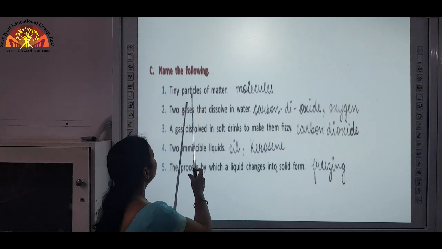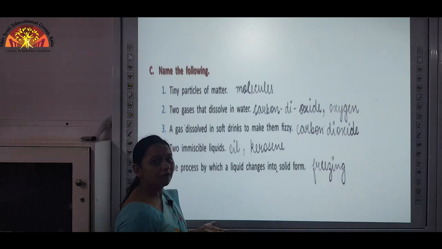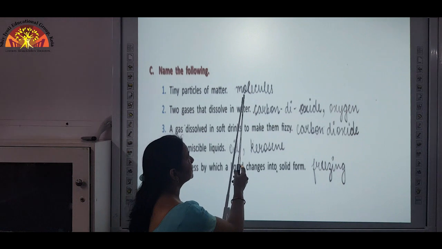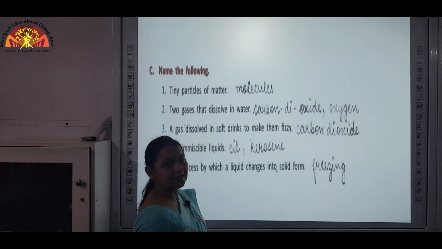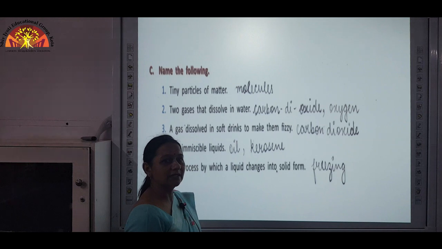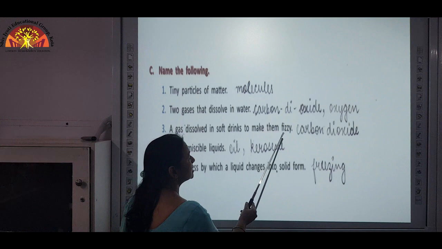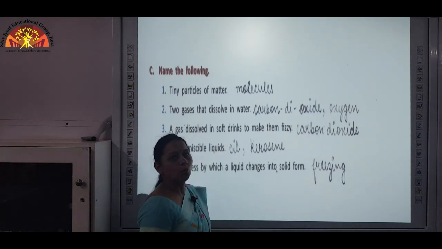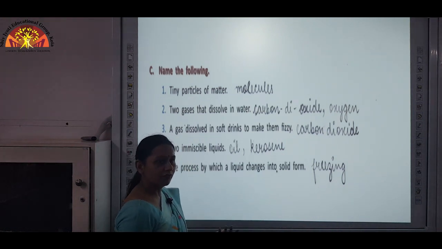Next question, name the following tiny particles of matter. All matter is made up of molecules. These are the tiny particles which make up matter. So, you need to write molecules here. Two gases that dissolve in water. The two gases that dissolve in water are carbon dioxide and oxygen, which are used by animals and plants which live in water. A gas dissolved in soft drinks to make them fizzy. Again, carbon dioxide is the gas which dissolves in soft drinks, which makes them fizzy.